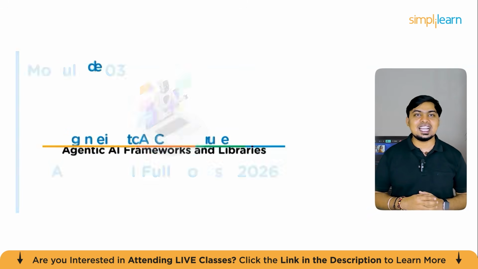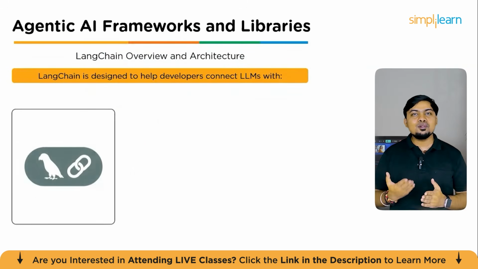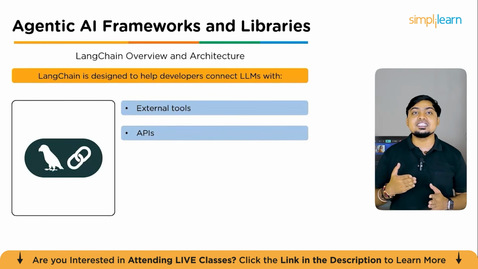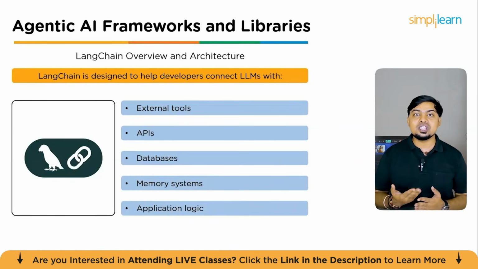The first one, LangChain. So we'll have an overview and architecture. One of the most widely used frameworks for building agentic AI applications is LangChain. LangChain is designed to help developers connect large language models with external tools, APIs, databases, memory systems, and application logic.